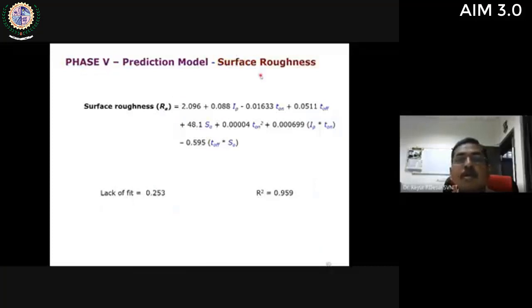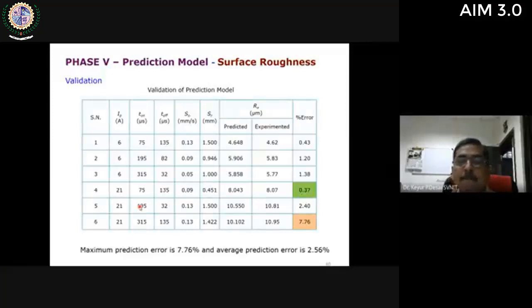Similarly, a prediction model for surface roughness was also developed, wherein the R-square value for this model is 0.959 and lack of fit is 0.253. And within the range of parameters investigated, the comparison with the experimentation shows that the error is within the range of 0.37 to 7.76. The average error is of the order of 2.56%.